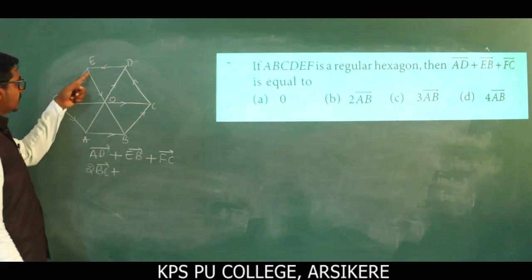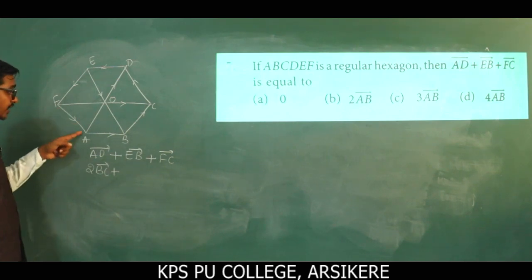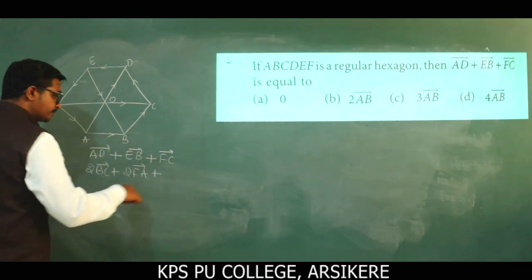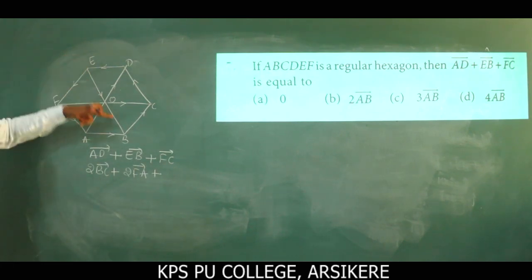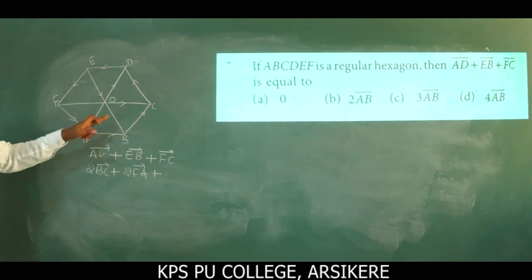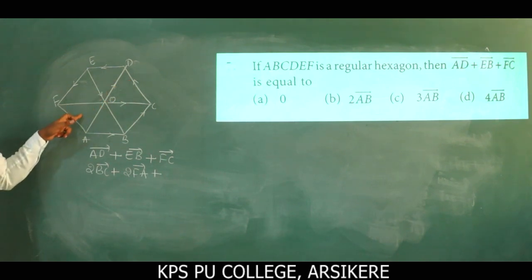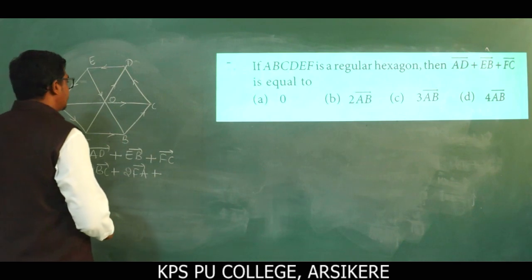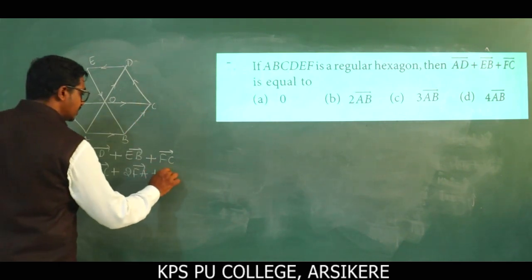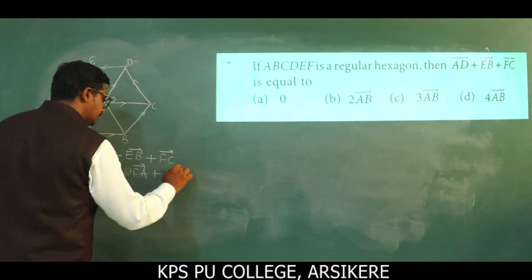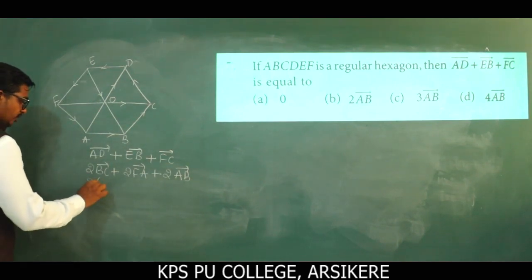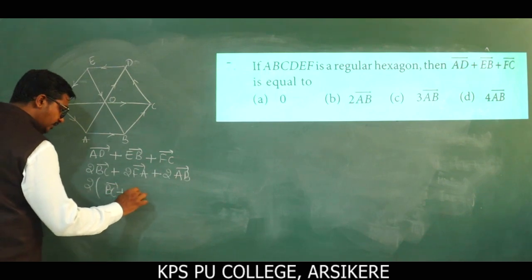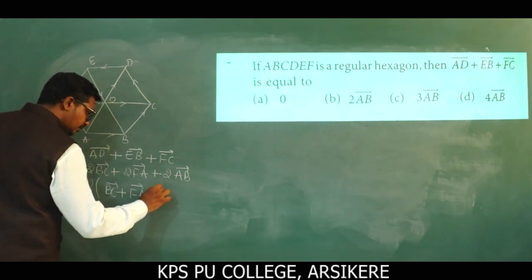Similarly, vector EB can be written as 2 times vector FA, because EB is parallel to FA, that is also parallel to CD, but they are in opposite direction, but these are in the same direction. Next FC, the FC can be written as 2 times vector AB. 2 is common in all the terms, take it outside. First one is vector BC plus vector FA plus vector AB.